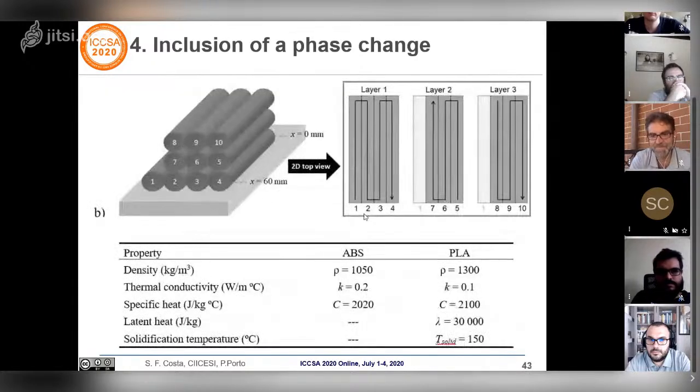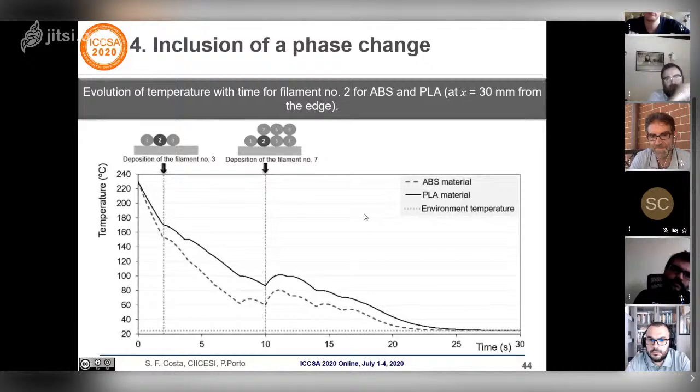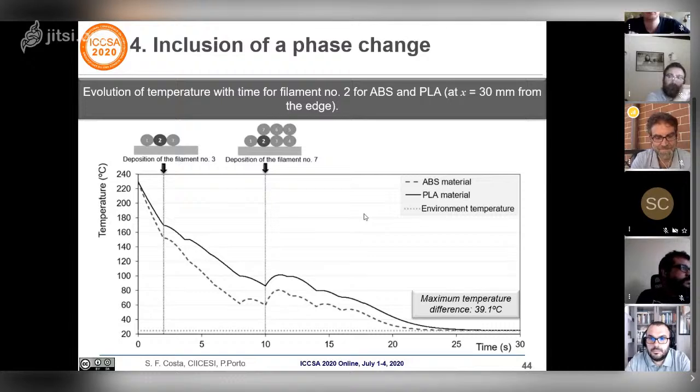If the same sequence is considered, but with ABS and PLA materials, the maximum temperature difference is even higher due to the differences in material properties. We are talking about 39.1 degrees. And the ABS filament cools faster, which means that PLA is a better option to favor the adhesion between the filaments.